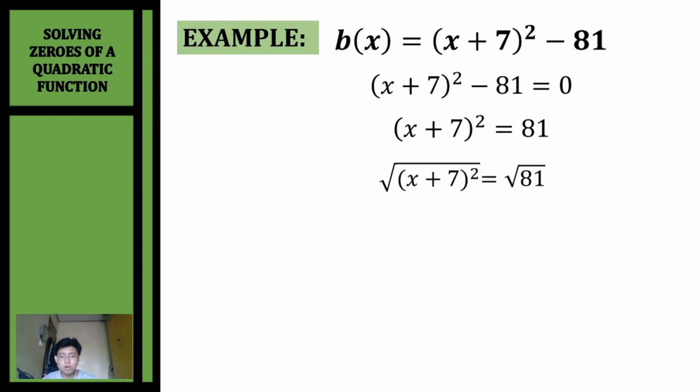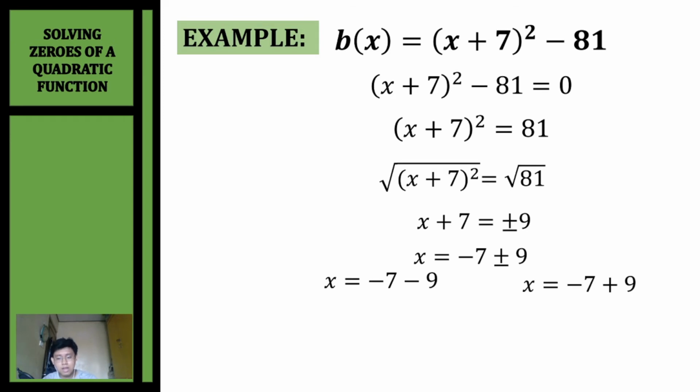Now, when getting the square root of a number, we get the positive and negative root. So, we have x plus 7 is equal to positive negative 9. That's the square root of 81. Then, from there, we transfer positive 7 to the other side of the equation. So, we will have x is equal to negative 7 plus minus 9. Since we have two operations for 9, plus and minus, we will separate them. So we have x is equal to negative 7 minus 9 and x is equal to negative 7 plus 9.